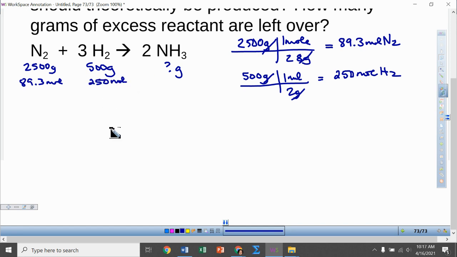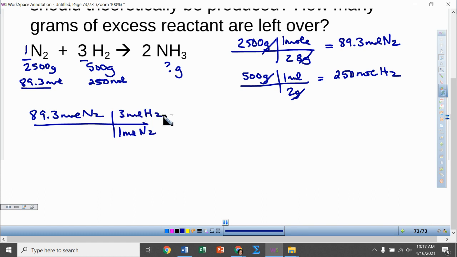Okay, well, which one's limiting? That's the big thing. That's why these problems are a little bit harder. So it's a 1-to-3 ratio now. So I'm just going to start with this one and go, I've got 89.3 moles of nitrogen. It's going to react in a 1-to-3 ratio. So now you're not calculating anything product-wise quite yet. What you're saying is I am going to need that much. Okay? Now come back here, draw the arrows if you need to.